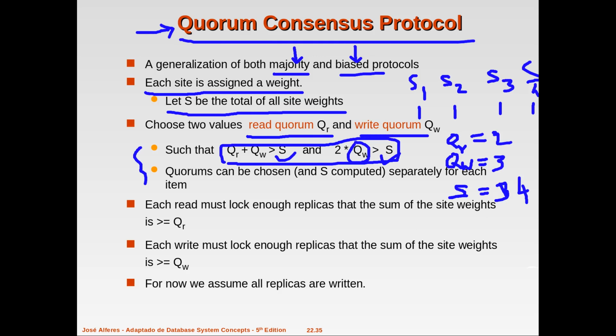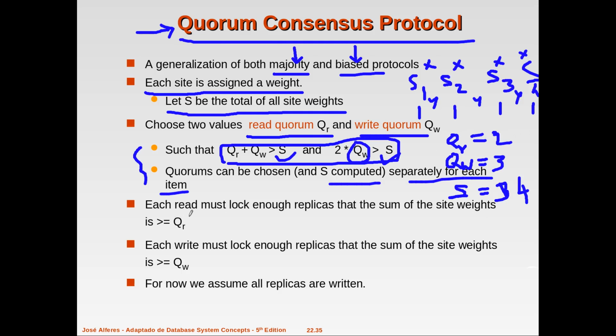Now the quorums are chosen separately for each item. So maybe this is for item X. For item X we are considering quorums like 2 and 3, and all these sites have the item X. For another item Y, we can use different site weights. Also we can use a different read quorum as well as write quorum for another item. For each item it will be different.